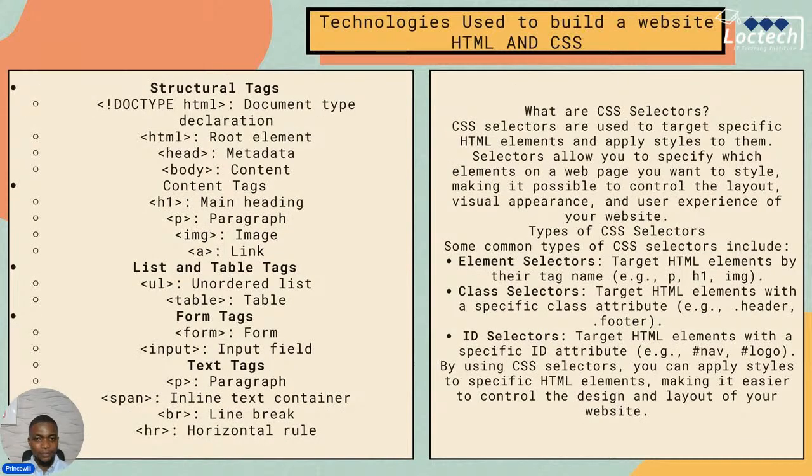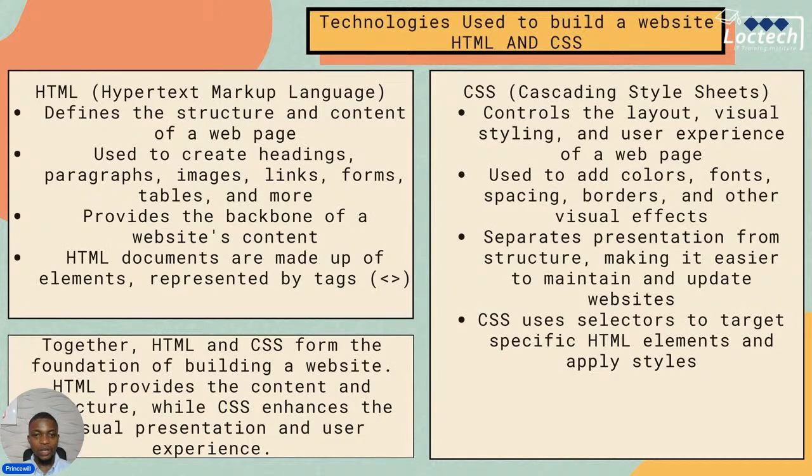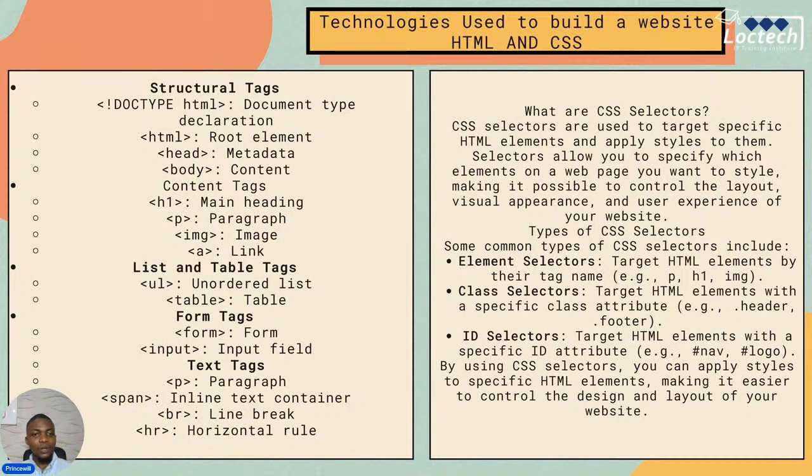Now, we'll go ahead to explain these tags. In our previous slide, remember we said CSS uses selectors to target specific HTML elements and apply styles. Now, the question is, what are these HTML elements? So now we'll be looking at that. HTML uses elements, which can also be classified as tags, as the building structure of creating or designing a website.